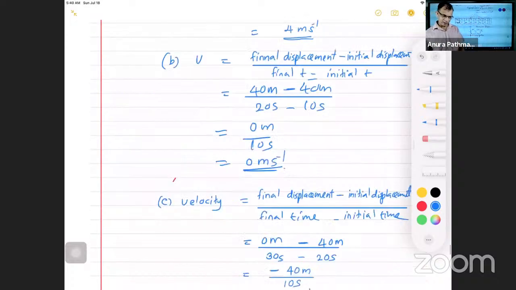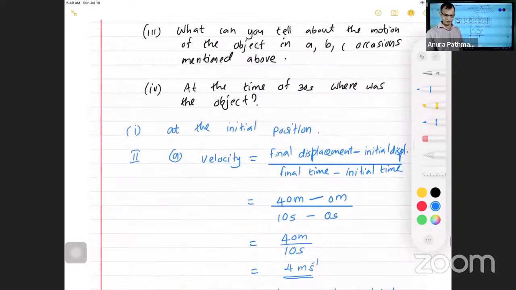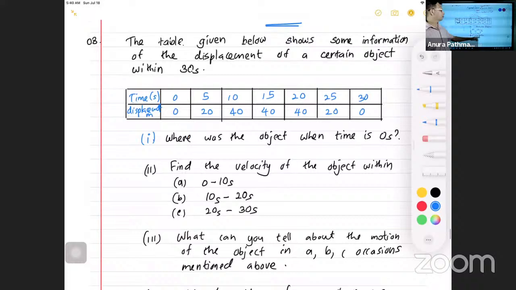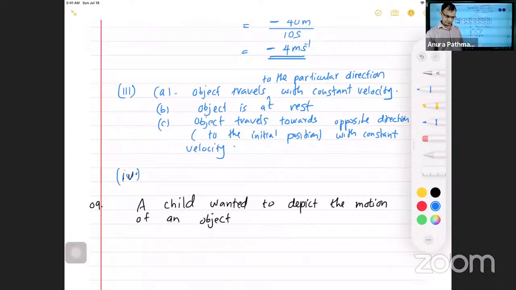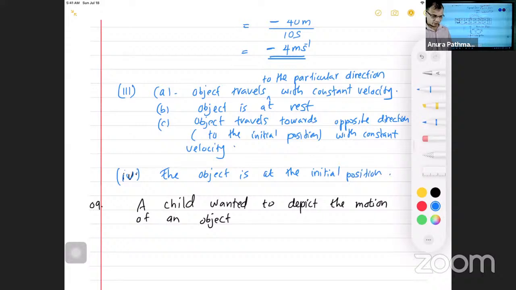I'm sorry, my dear. At the time of 30 seconds, where was the object? When it is 30 seconds, the displacement is 0, which means it has come to the initial position. Yeah, the object is at the initial position.